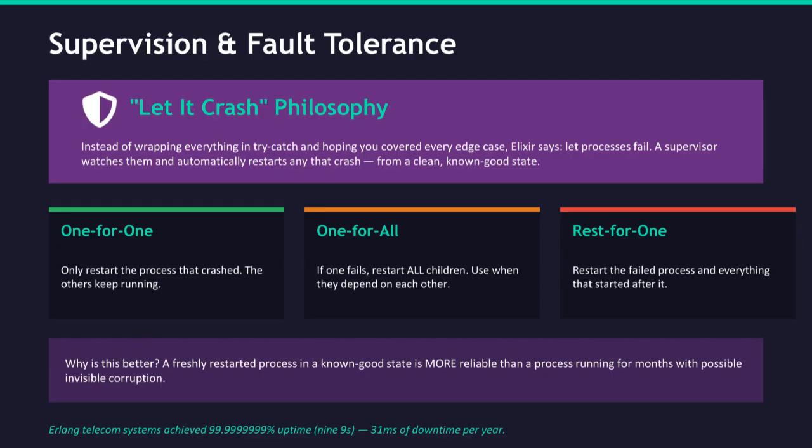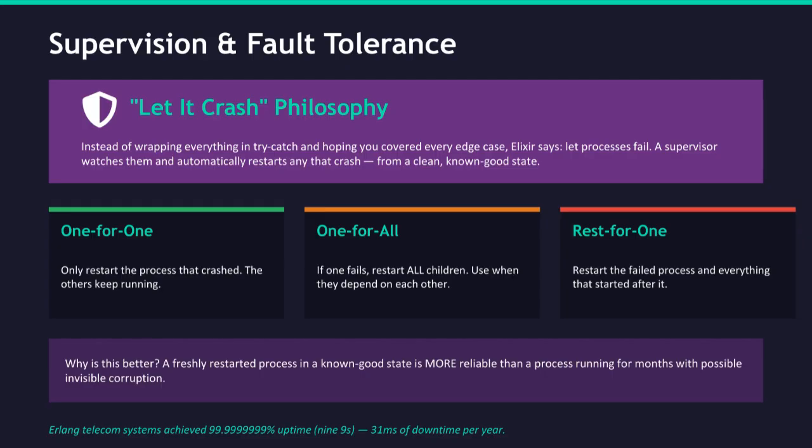That is the insight. Elixir's OTP framework provides 3 supervision strategies: first, one for one, which means only restart the process that crashed, good when processes are independent. Second, one for all. If one crashes, restart everything. This is when processes depend on each other and a partial restart would leave things inconsistent. And the third one is rest for one. Restart the failed process and everything started after it, for ordered dependency chains.